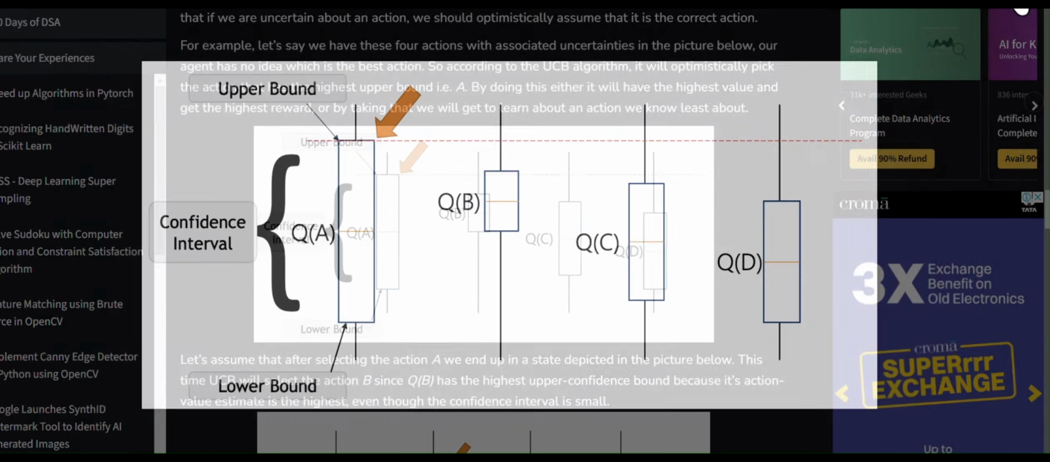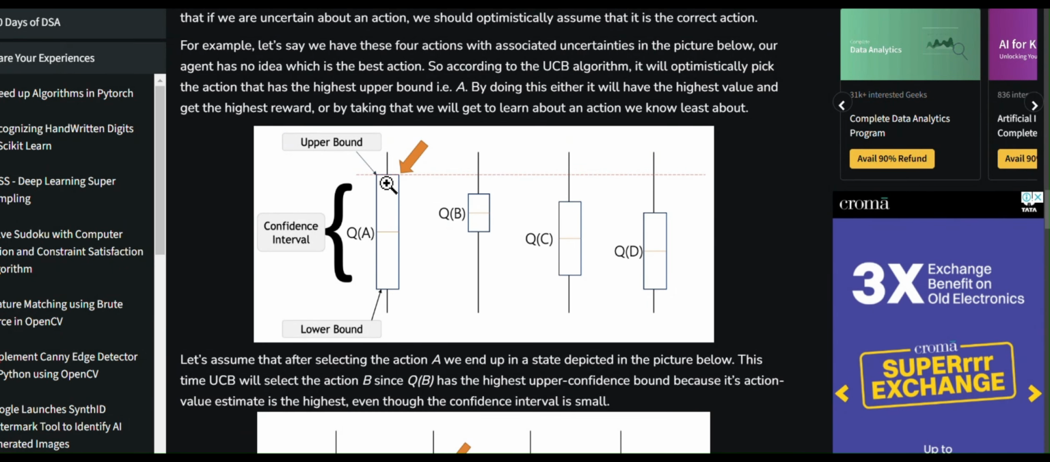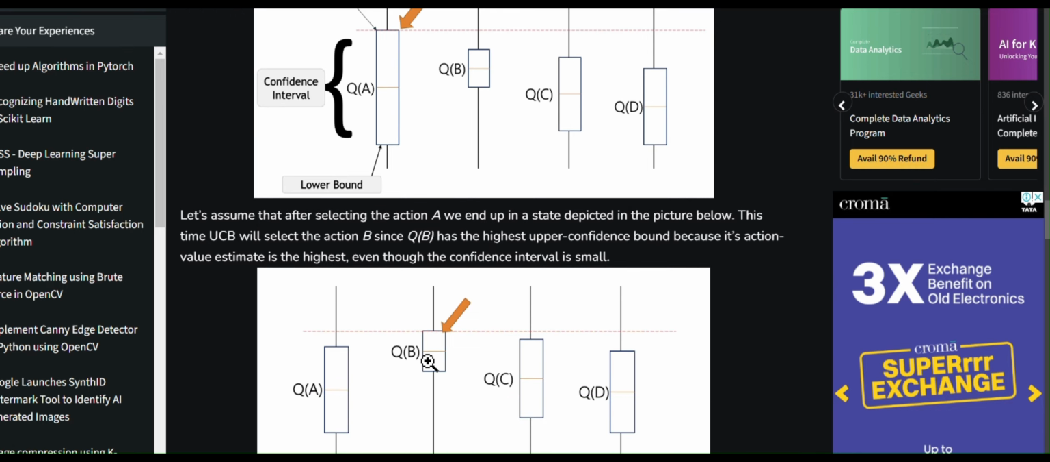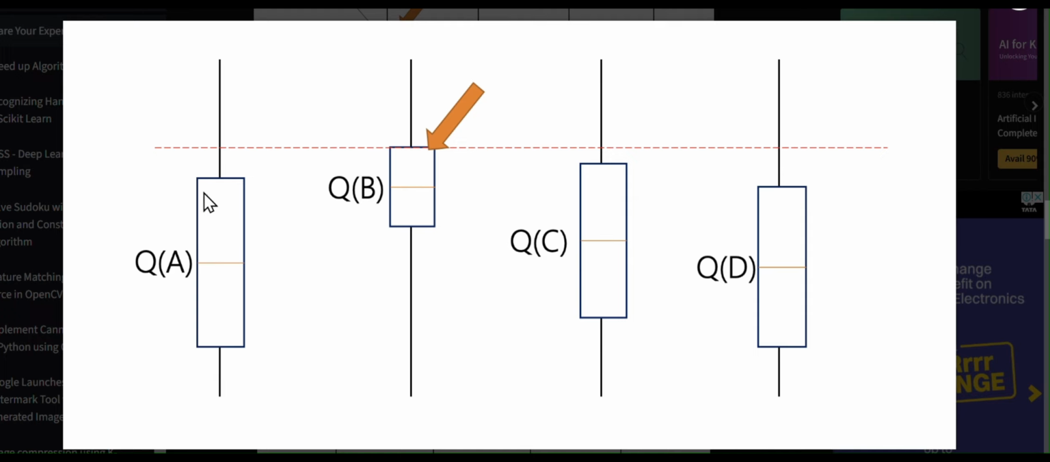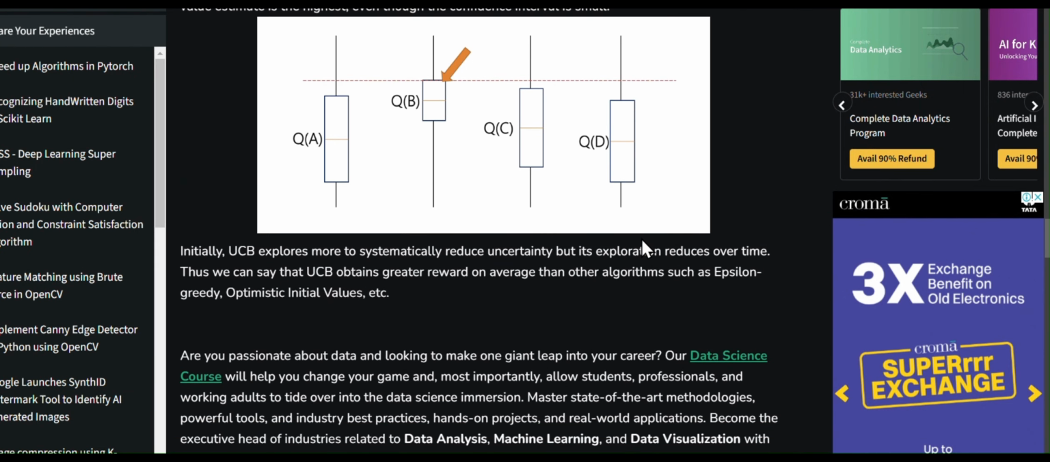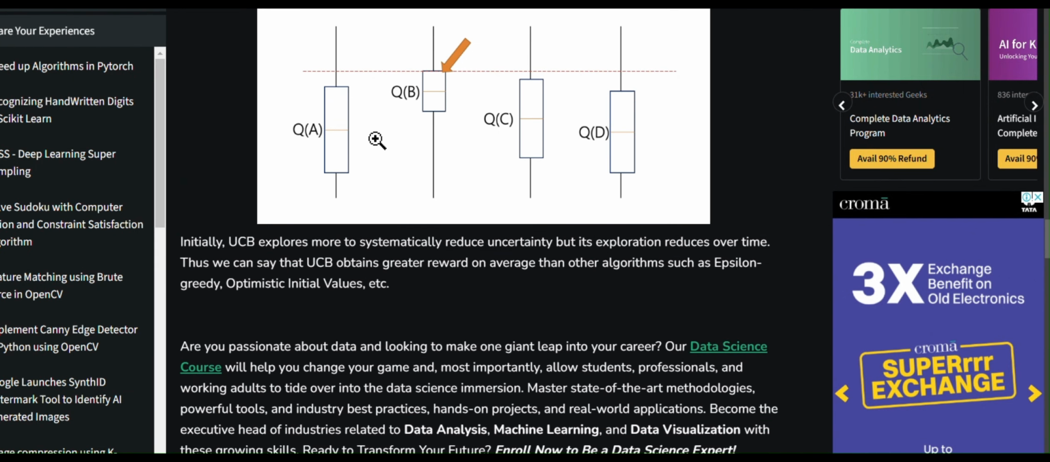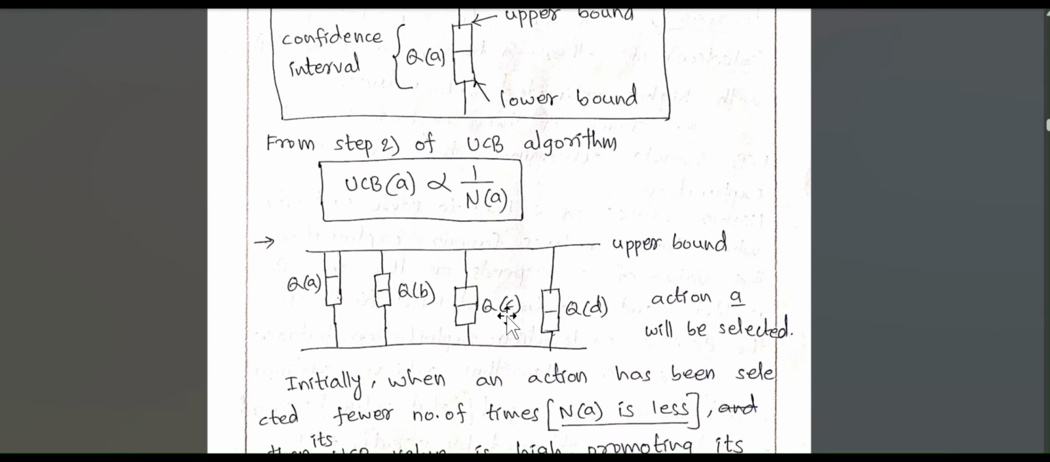And after selecting this action, obviously when we select it, its upper bound value decreases, and its confidence level also decreases. In this video you can see it has decreased, and the upper bound value of B, even though its confidence level is small compared to others, is the highest. So we are choosing that action, and we are again updating those estimated values for our policy.